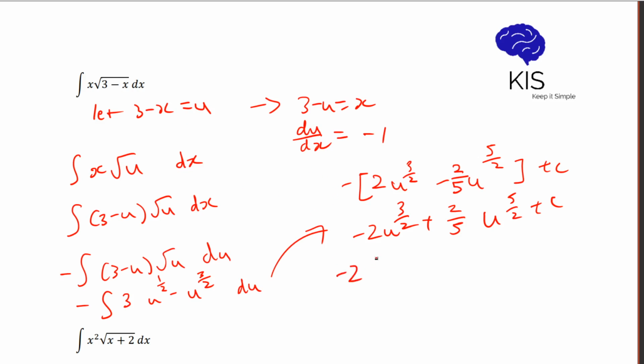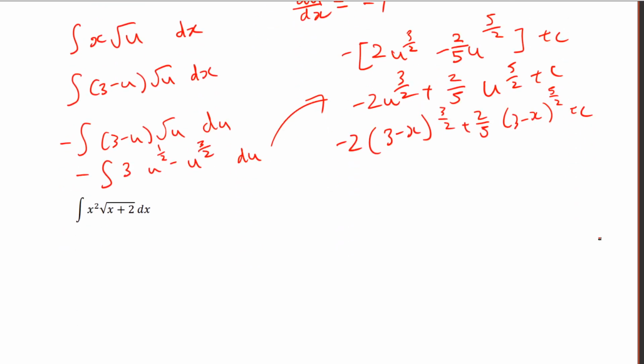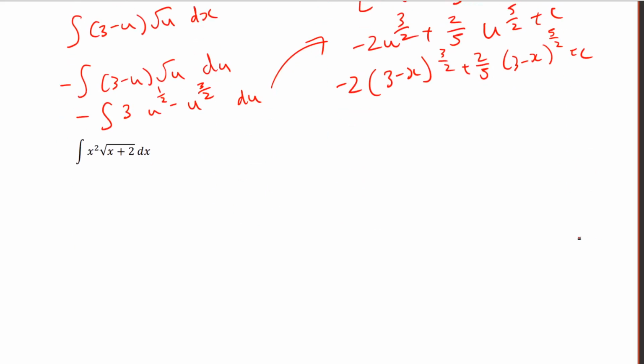And then I can write this in terms of x. So this will be minus 2 times 3 minus x to the 3 on 2, plus 2 on 5 times 3 minus x to the 5 on 2, plus c, and that'll be my final answer. Okay, and this is just another example to reinforce that point.